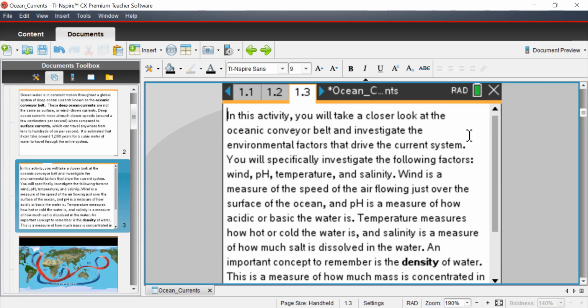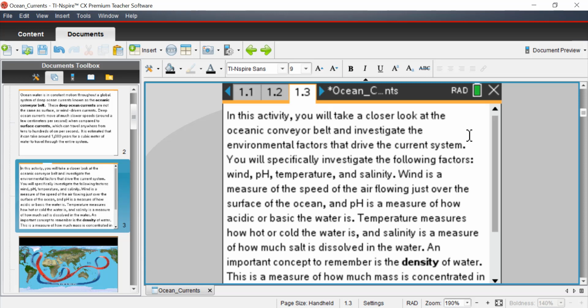In this activity, we're going to look at the oceanic conveyor belt and try to figure out what environmental factors are driving the movement of water in the deep portion of the ocean. We're going to look at some different parameters that maybe could be involved. Maybe they're not. We'll have to experiment and see. We're going to look at wind, which would obviously be on the surface, pH, and temperature. pH is how acidic or how basic something is.